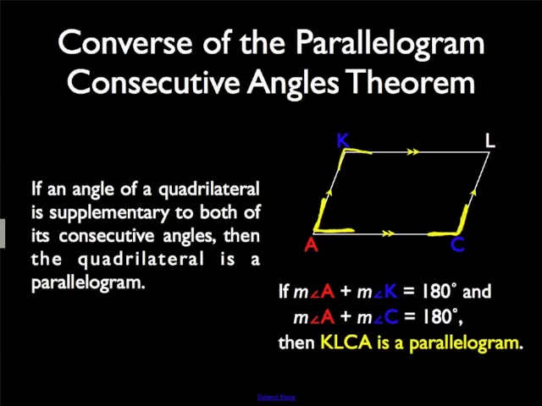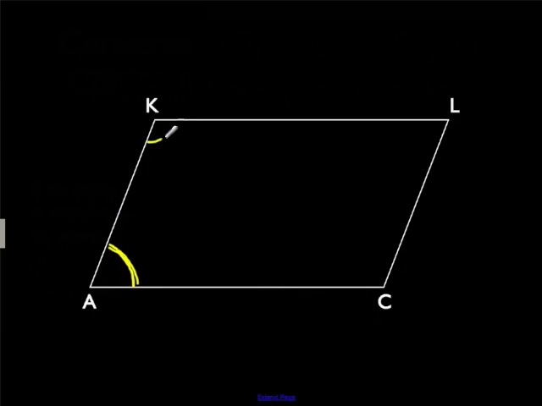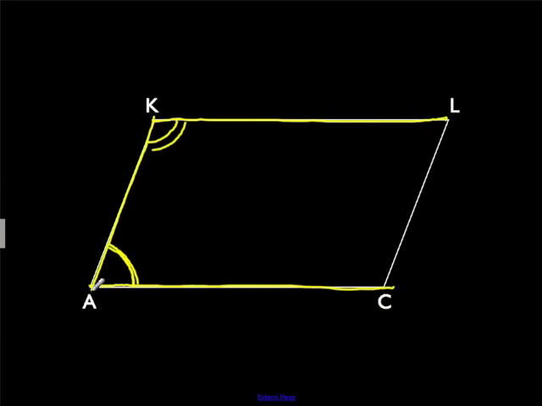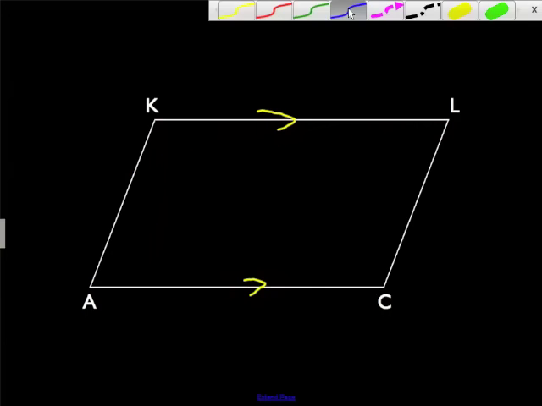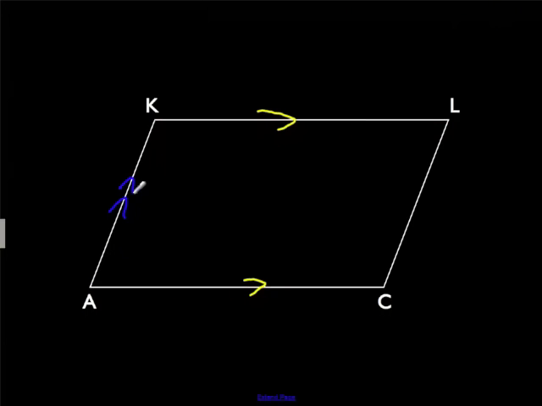So let's take a look at this one. If angle A and angle K here are supplementary, well, we have two lines cut by a transversal in such a way that same side interior angles are supplementary. That tells us that the two lines are parallel by the converse of the same side interior angles theorem. Likewise, it tells us that the other lines are parallel. That's basically how you would go about proving that one.